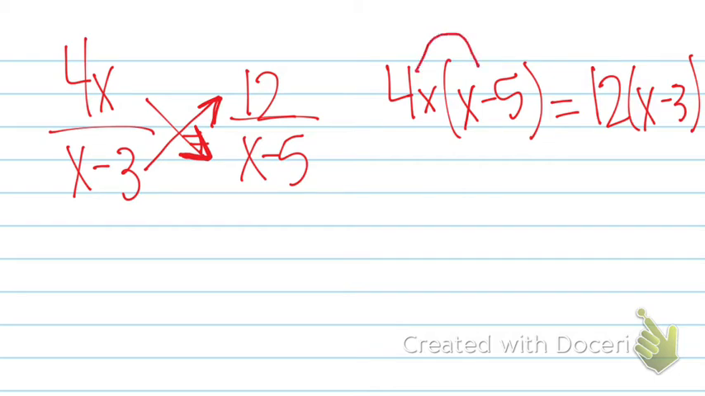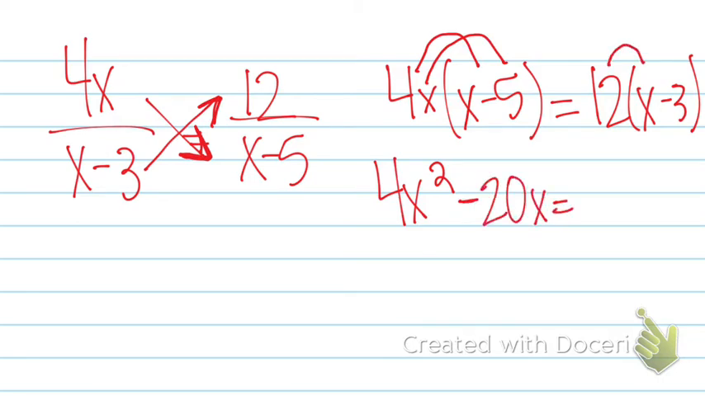So 4x times x is 4x squared. 4x times a negative 5 is negative 20x. 12 times x is 12x. And 12 times negative 3 is negative 36. All right. Now, what kind of problem is this? Quadratic or linear? Quadratic. It's quadratic because it's got the square.